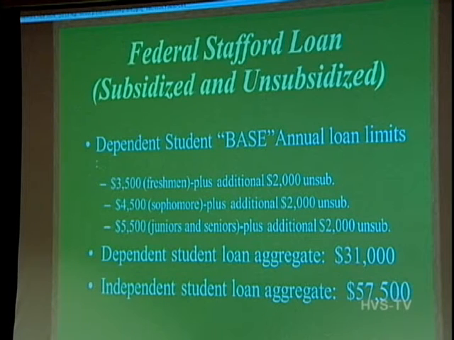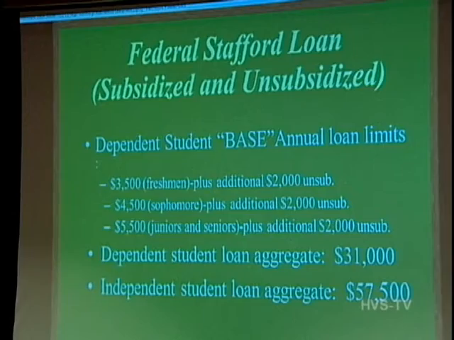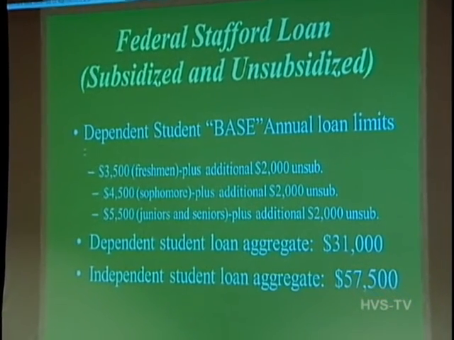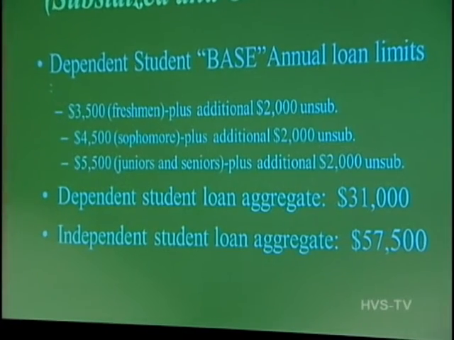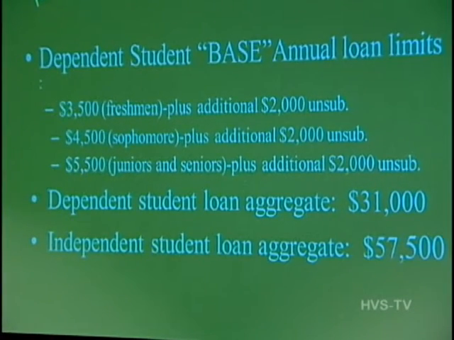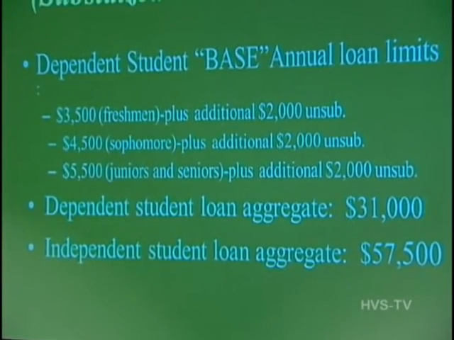And because the student is dependent and a freshman, they can borrow an additional $2,000 in unsub funds. So for the year, they'll have $5,500 in Stafford loan eligibility. That's guaranteed, no cosigners needed. The loan's guaranteed to go through.